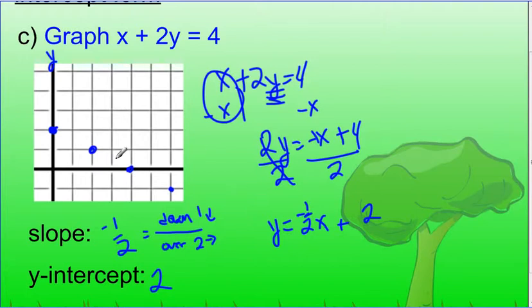Now we have our points. Let's make a line. Arrowhead, arrowhead. It keeps going forever. Simple enough.